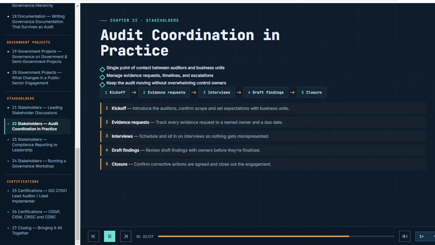Audit coordination means being the single point of contact between auditors and business units. You manage evidence requests, timelines, and escalations, keeping the audit moving without burying control owners in requests. In summary, single point of contact between auditors and business units, manage evidence requests, timelines, and escalations, keep the audit moving without overwhelming control owners.